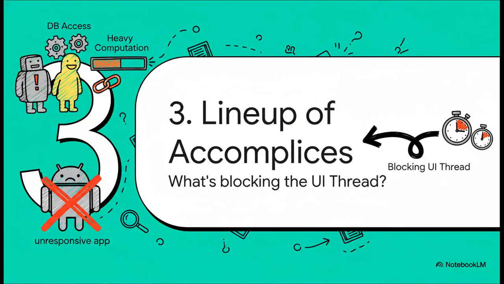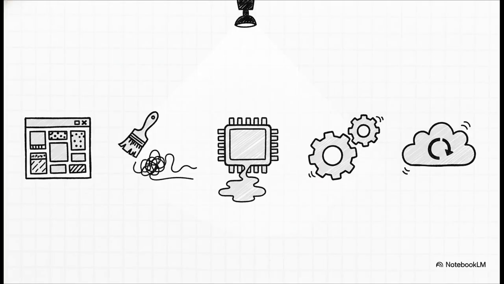Of course, the UI thread rarely acts alone. It's usually getting bogged down by a whole lineup of accomplices. These are the operations that have no business running there in the first place. So let's bring them in for questioning. And here they are, the usual suspects.